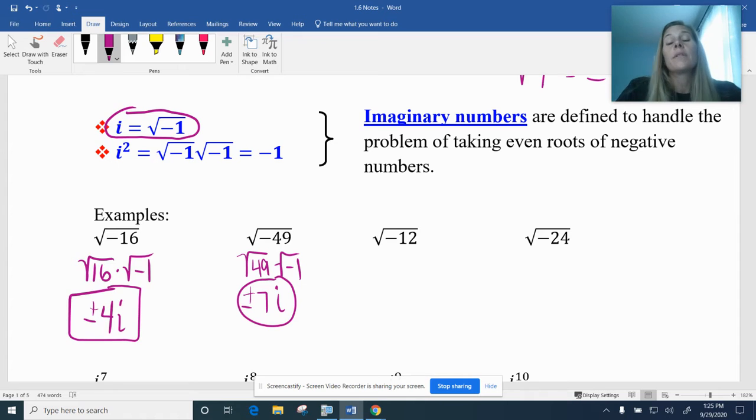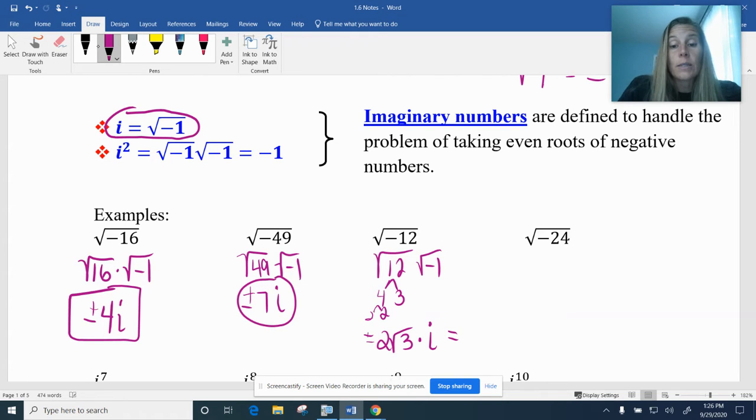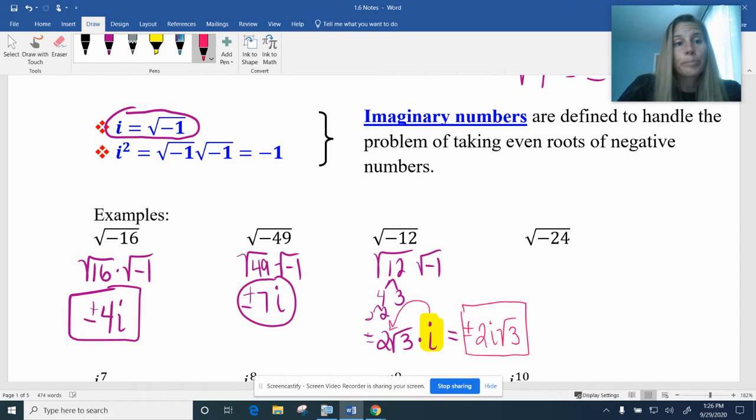Now when we get to the next two examples, these are not perfect squares, so we can break them down the way we were, using either the factor tree or just perfect squares. So if I were to break down a 12, for instance, and I used 4 and 3, and then 2 and 2 for my 4, I would get positive or negative 2 radical 3. Now I also have this i that's going to be multiplied by that. The only catch is when you have an i like this after a radical, it actually needs to go in front of the radical sign. So your answer should look like this: plus or minus 2i radical 3. And that would be the appropriate way to write that answer.